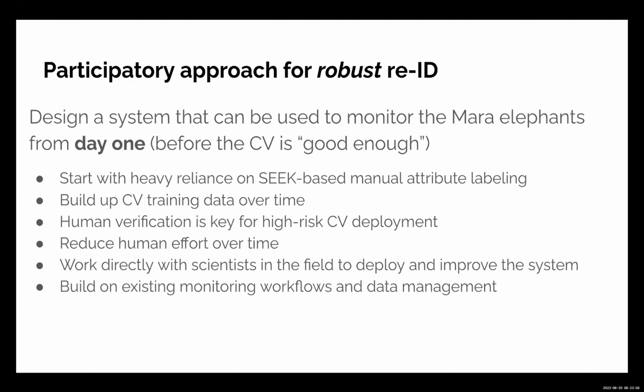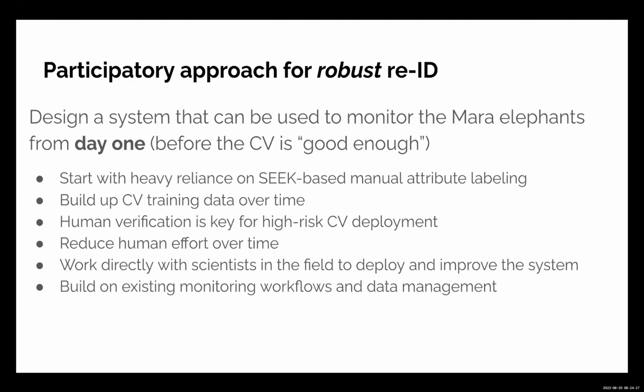We wanted to slowly reduce human effort over time. So the initial amount of human effort was high, coding in these manual attributes, building these seek codes for every individual that's seen. We wanted to slowly reduce reliance on that. And then we really wanted to work directly with scientists in the field to deploy these systems and learn from the deployment. Not just build up a benchmark data set and get results and walk away, but actually really vet our systems in the real world.